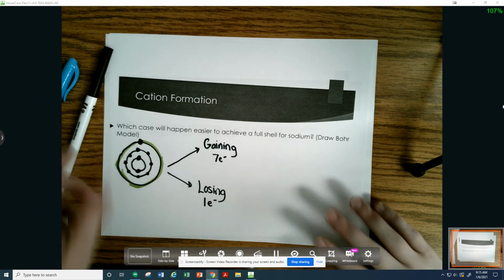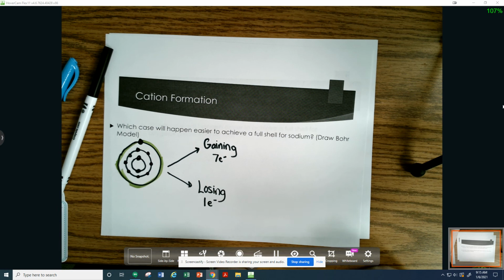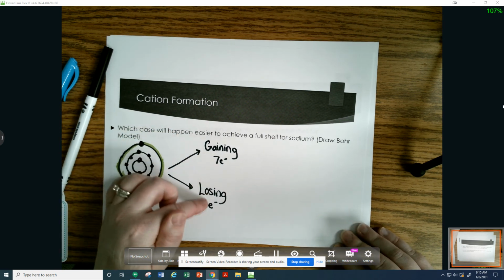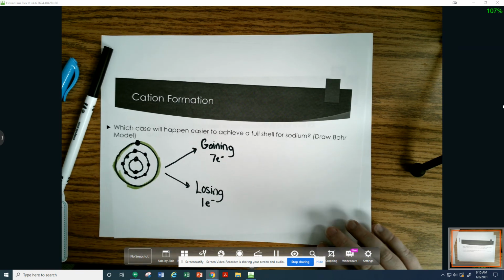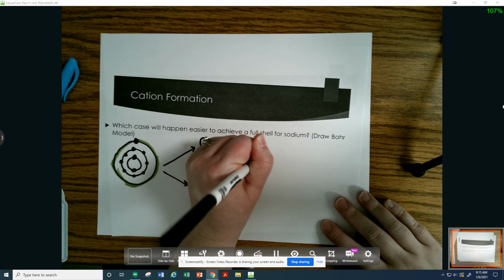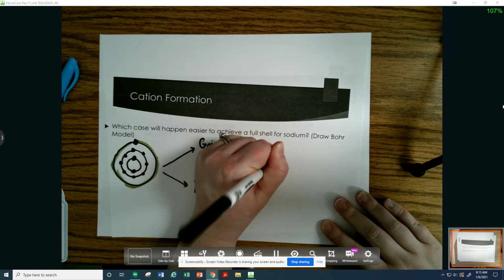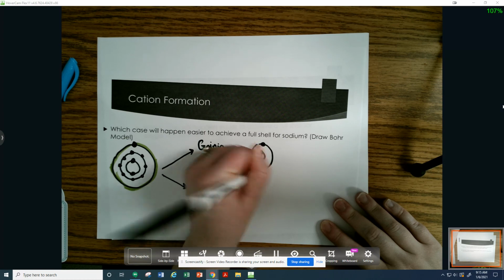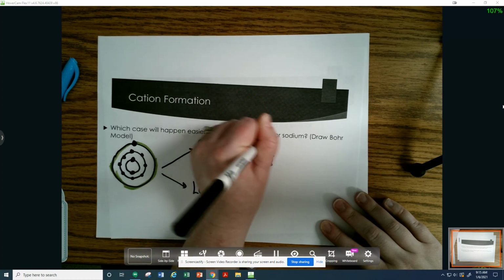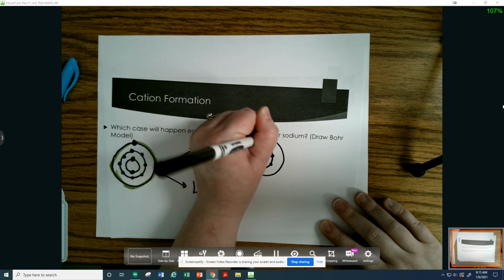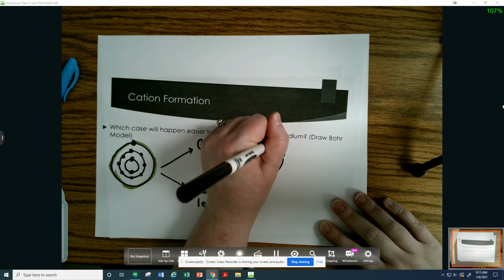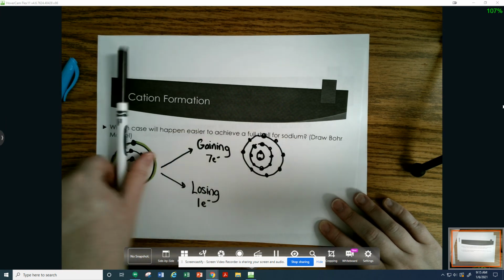So the question is, if you are sodium, which is easier to obtain that octet: finding 7 electrons or just getting rid of one? What that looks like is we can draw the Bohr models real quick for these two options. We still have those first two rings the same in the gaining process. Then in the next ring we're going to fill that with 8 electrons because it's picked up 7 more. So that's what that configuration would look like.